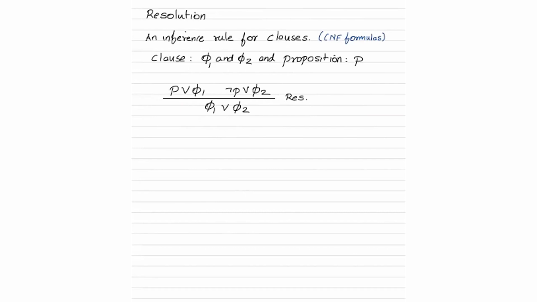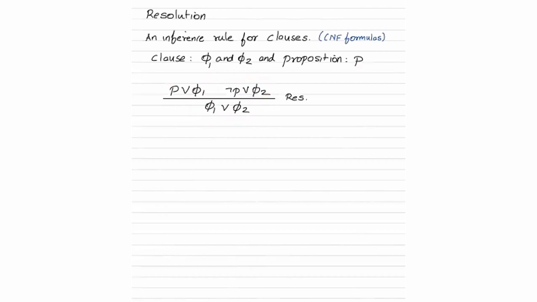It says the following: suppose you have two clauses phi1 and phi2, and you have proposition P. If you have already derived a formula of the form P or phi1, and you have a formula of the form not P or phi2, then this rule says you can conclude phi1 or phi2.